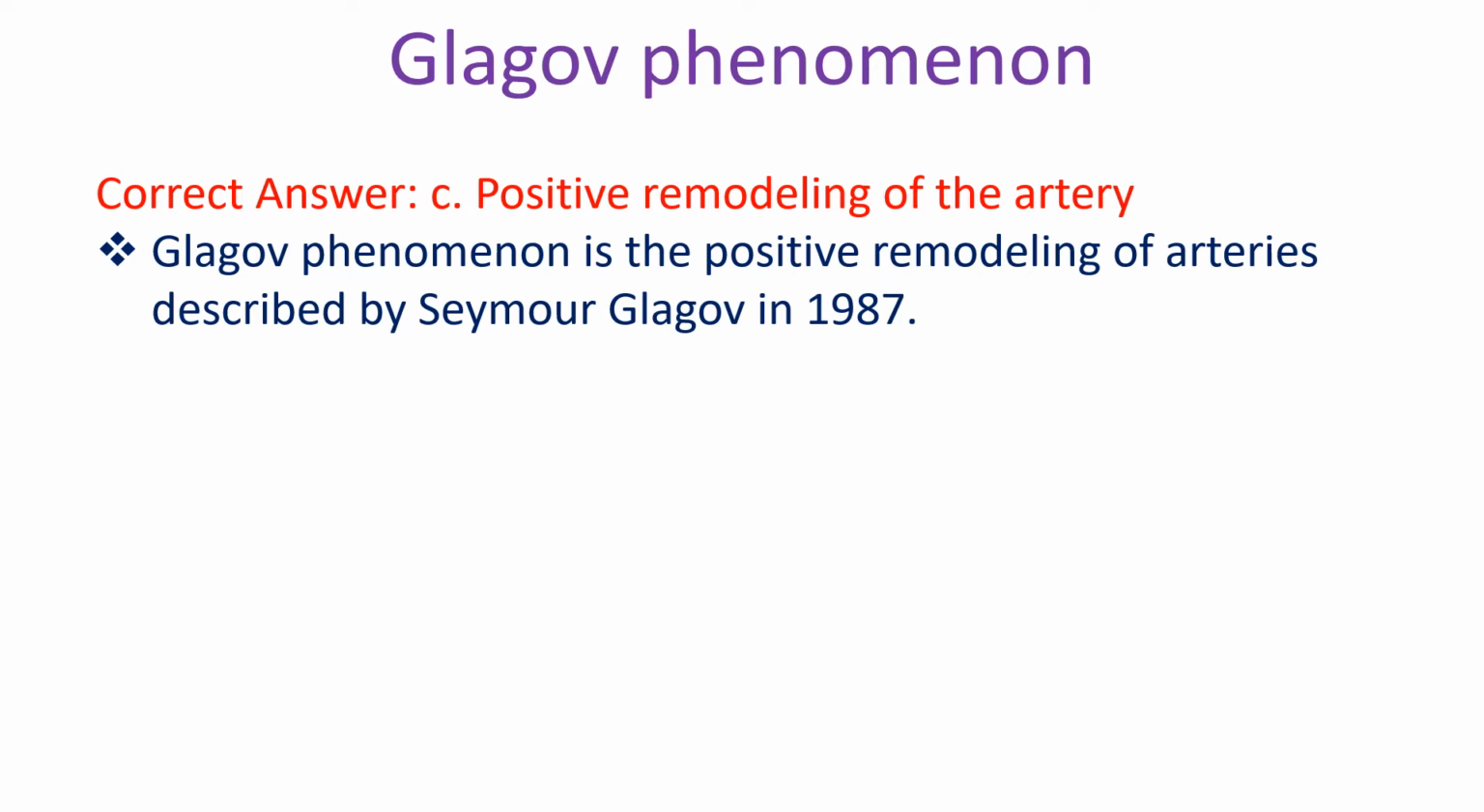Positive remodeling of the artery. Glagov phenomenon is the positive remodeling of the arteries described by Glagov in 1987.